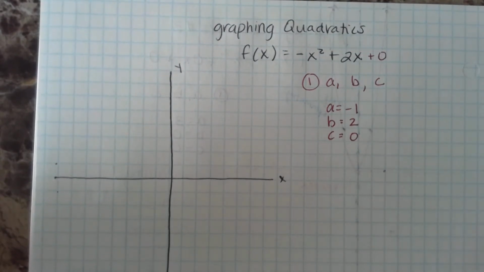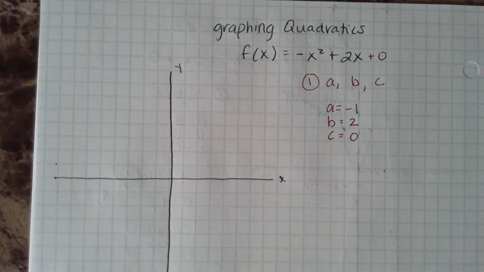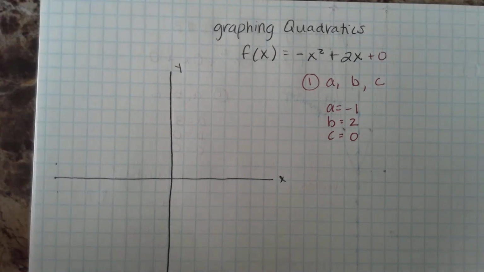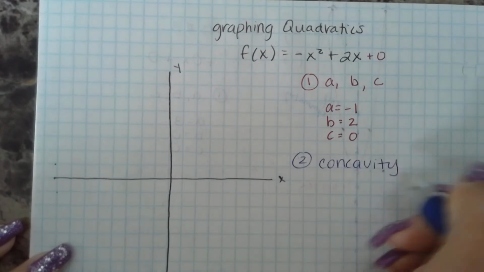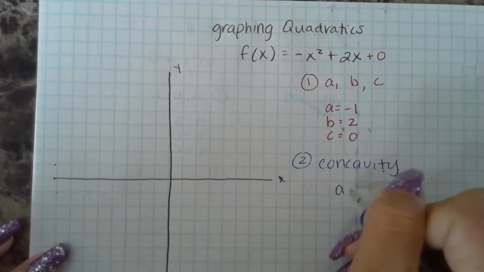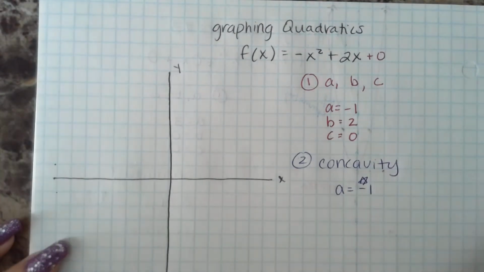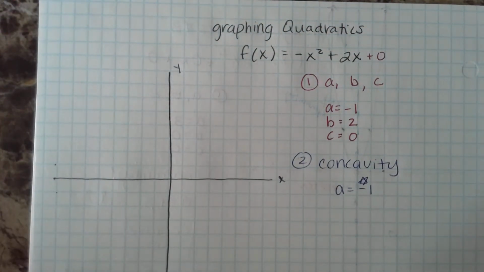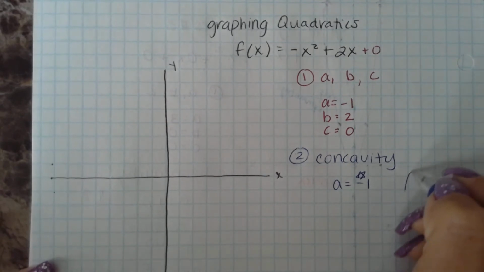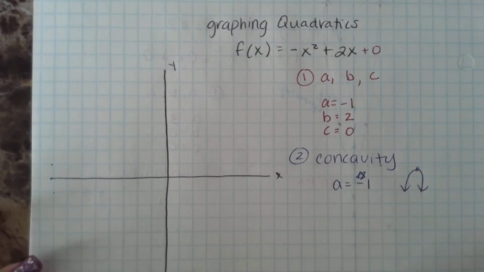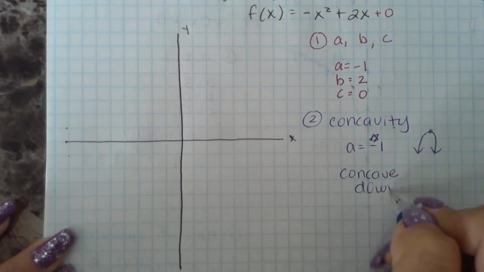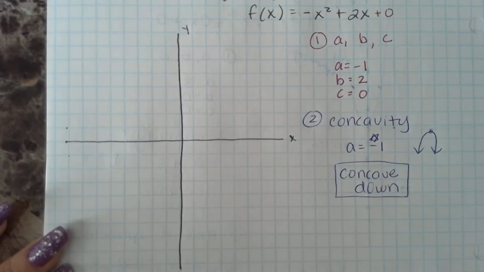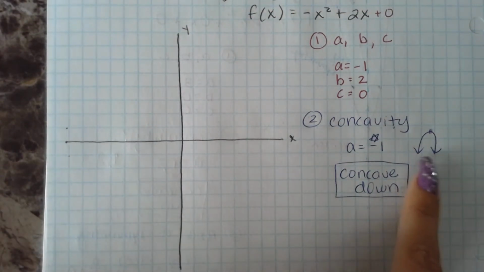Awesome. Number 2, let's determine if it is concave up or concave down. Okay, so 2, concavity. To determine our concavity, we have to look at A. A is negative 1. If it is negative, then we know that it is going to be going in the down direction like that. So we know that this is concave down. Perfect, right? So we know our graph's going to have to look like this.